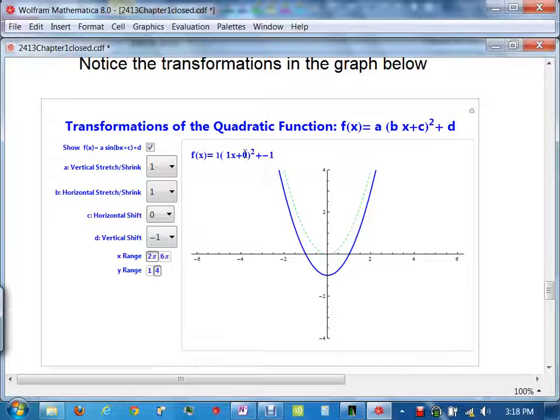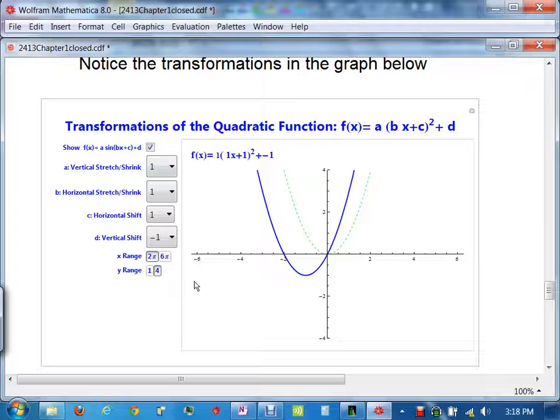Now let me change the number inside. So what would I do in order to move it to the left by 1? If I want to move this one right here to the left by 1, I would add 1, right? So I put a +1 inside. +1 inside moves me to the left 1.